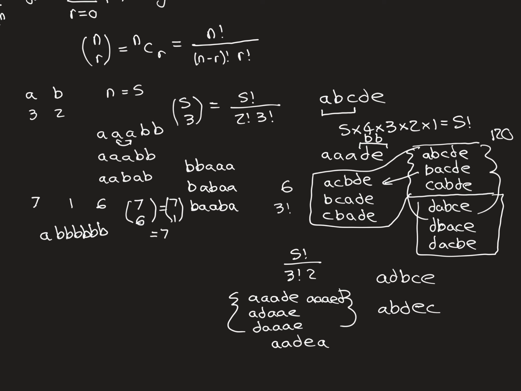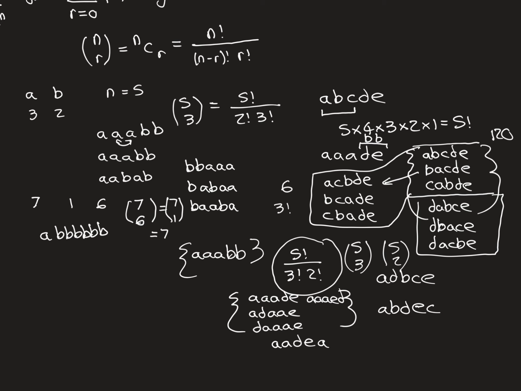So we're going to have to divide again by 2 factorial to find the total number of things in this new problem, which is how many different ways there are of rearranging that. So it's going to be 5 factorial over 3 factorial, 2 factorial, which is 5 choose 3. Or equivalently 5 choose 2.